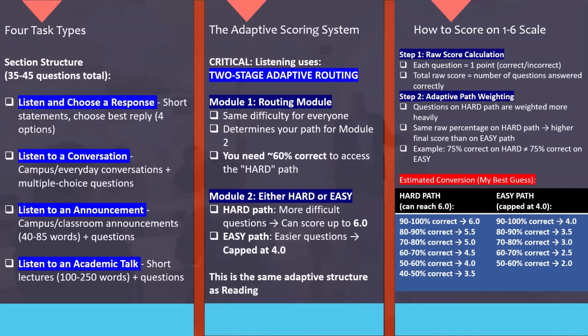Okay, now we're going to move into the actual listening practice. We're going to go through a module 1. We're going to go through all 4 question types, and then I'm going to give the answers. And then we're going to do a module 2, and then I'm going to give the answers.